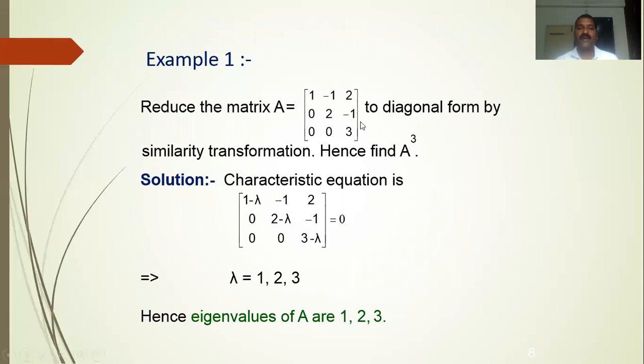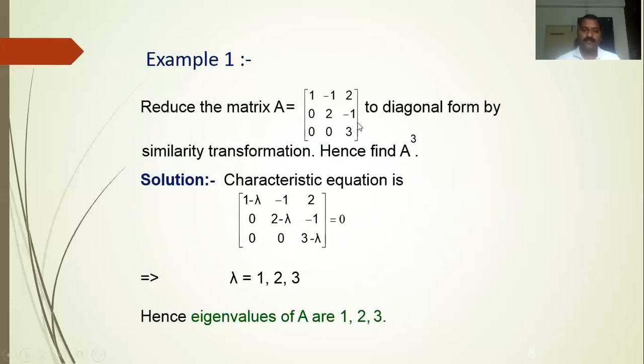A equals the matrix [1, -1, 2; 0, 2, -1; 0, 0, 3], right? Find its eigenvalues and eigenvectors. Then we'll find the model matrix. Then we'll diagonalize it. Then we'll make use of the advantage of diagonalization. Then we'll find A cube.